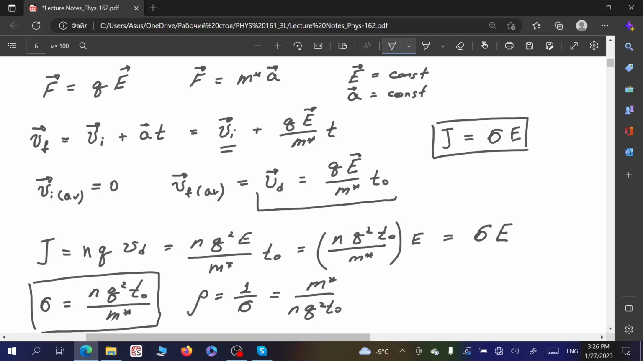However, these two parameters will change, because with increase of temperature the vibration of the crystalline lattice will increase, and the conditions of interaction between charge carriers and the crystalline lattice will change. So obviously that will have some impact on the parameters: tau naught, the time of free flight of charge carriers, and effective mass.